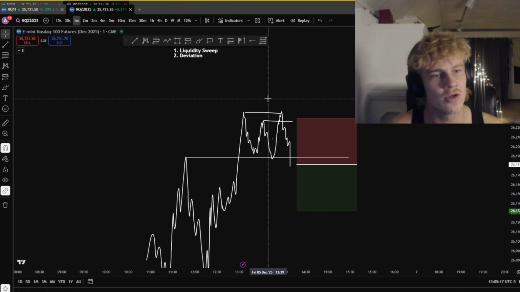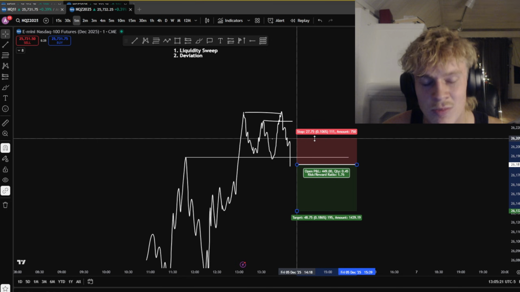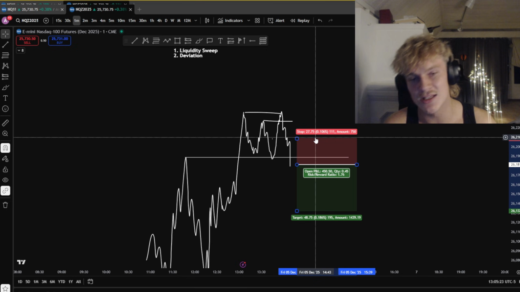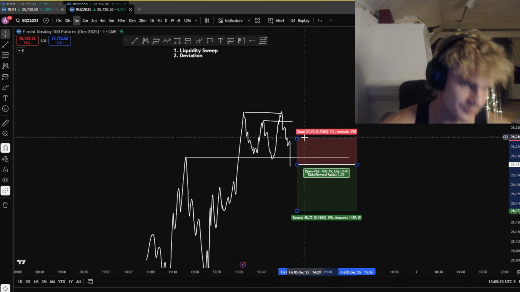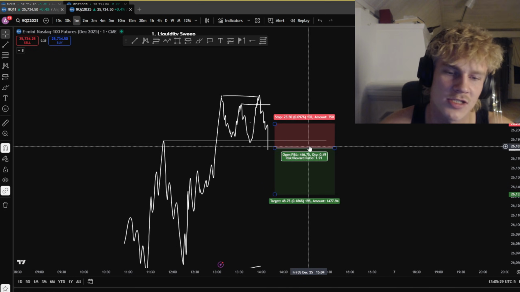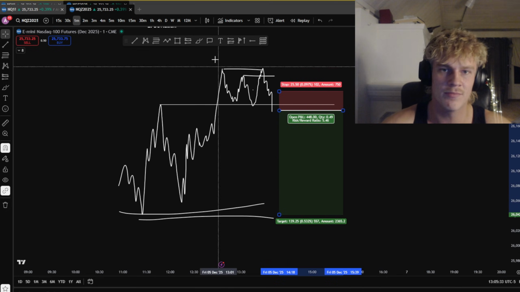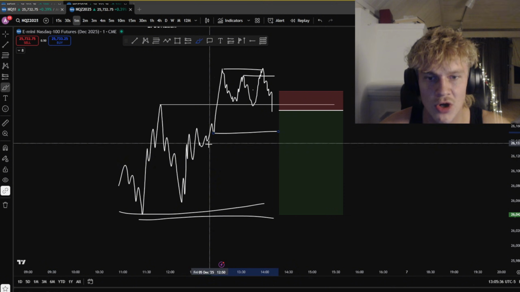Now, I like to be very aggressive with my entries and my stop losses. So I will usually go for a 20 to 30 point stop loss. This is an imaginary stop loss, by the way. This really depends on the setup and how it looks. But I like to go for, let's say, a 25 point stop loss. And then I'd like to just target the initial balance low as a full take profit, but I'll obviously take partials on the way down.